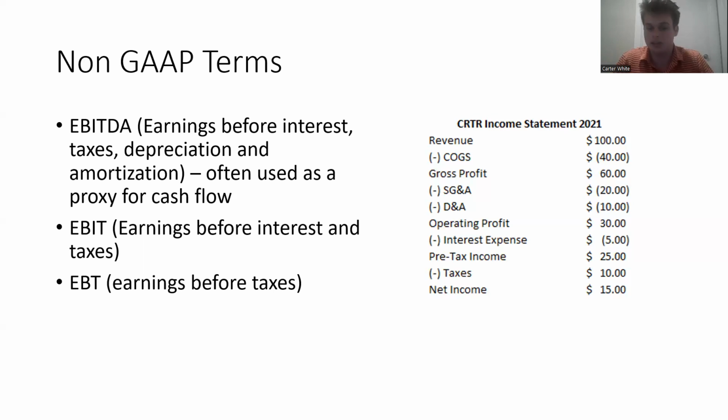And earnings before taxes, that's just the same as pre-tax income. It's just your earnings before the tax you pay. And EBIT is pretty much also the same as operating profit. So when you hear operating profit or operating income, just know it's pretty much the same as EBIT.